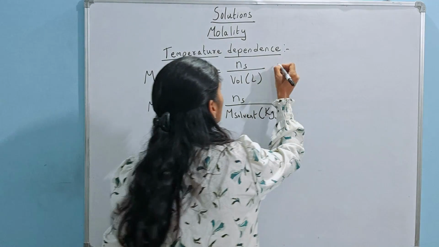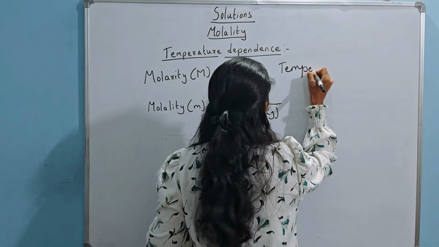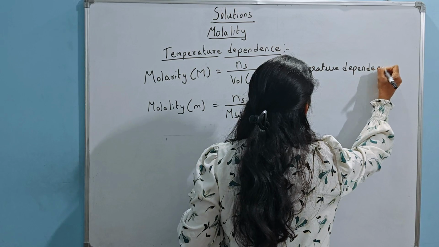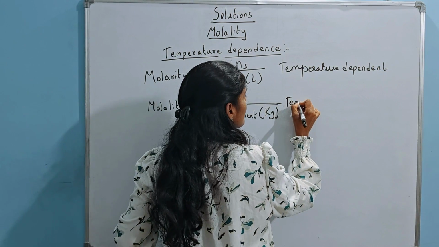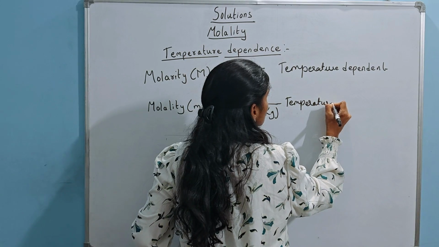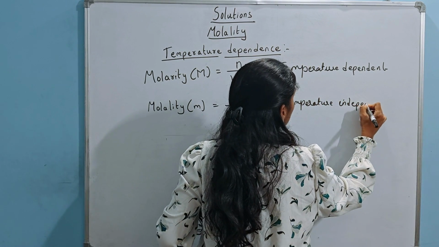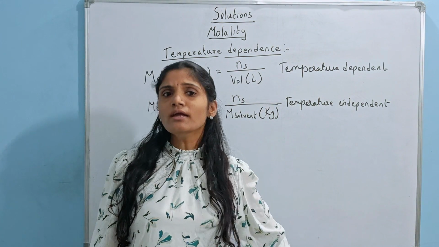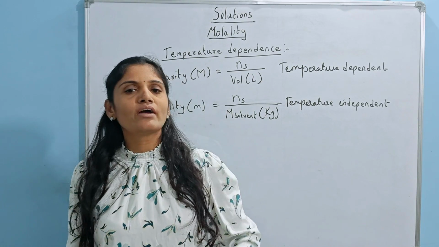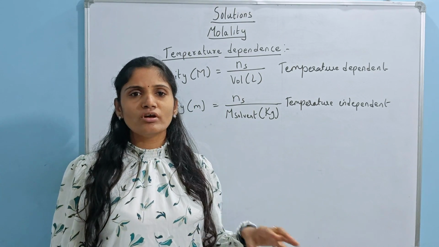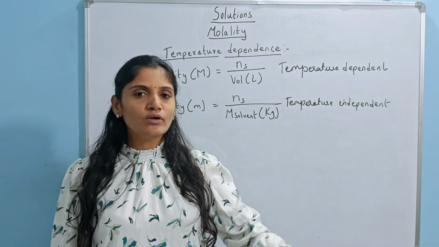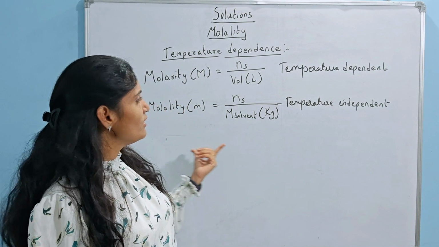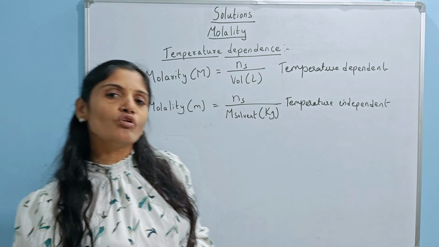So molarity is a temperature dependent concentration term, whereas molality is a temperature independent concentration term. This is what you need to understand. Not only for molarity and molality, when we further do mole fraction, percentage composition, ppm, ppb, always remember if you are getting volume in the formula, then it will be temperature dependent. If not, it will be temperature independent. So this is about the dependence of temperature.